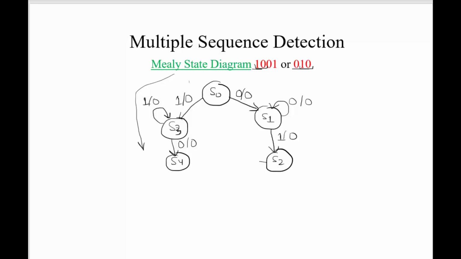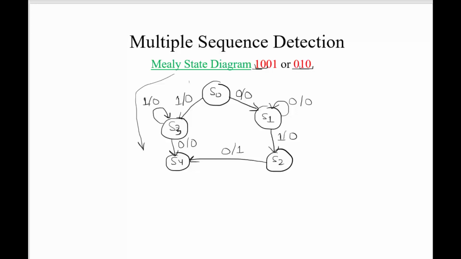So this means that from S2, if a 0 occurs, we'll make our output high because the 010 pattern has been detected, and we'll go to S4, which is denoting 10. Okay, and this is 10 over here. After that, S2 is complete.